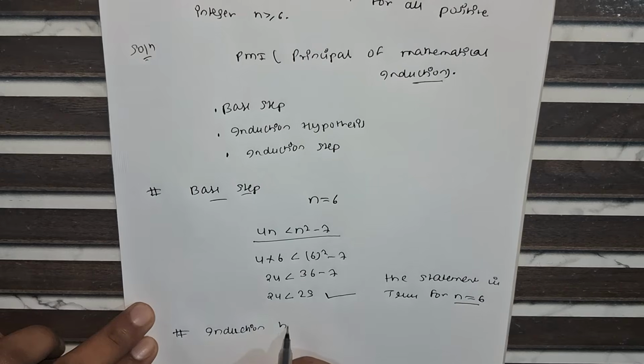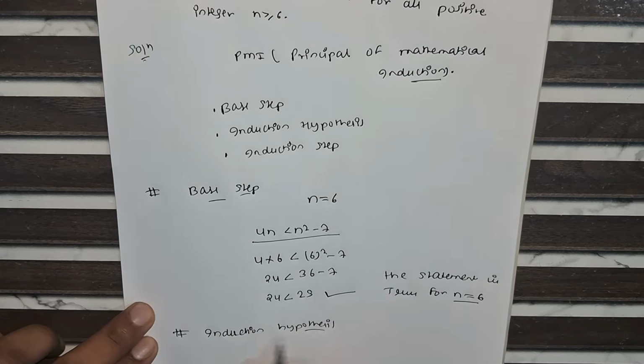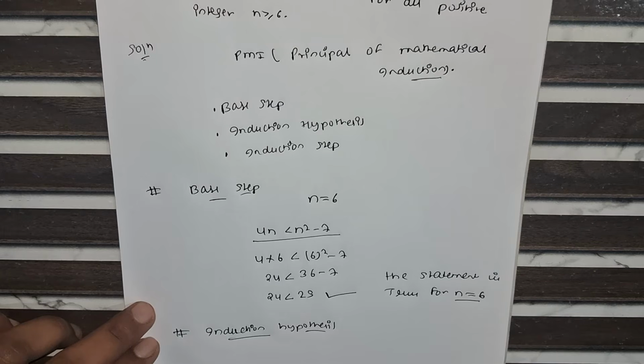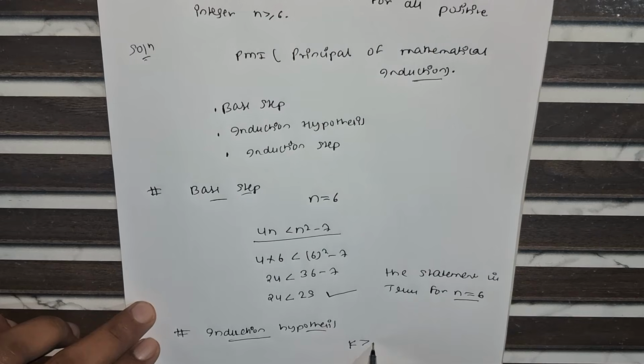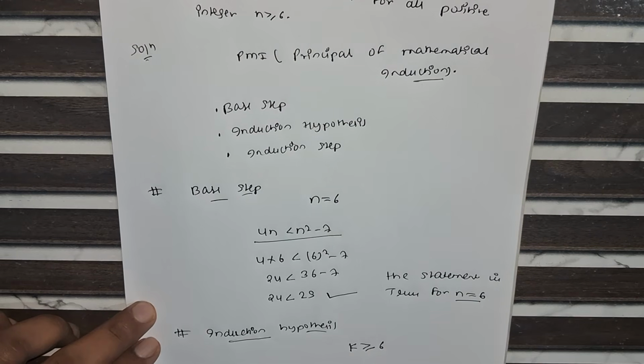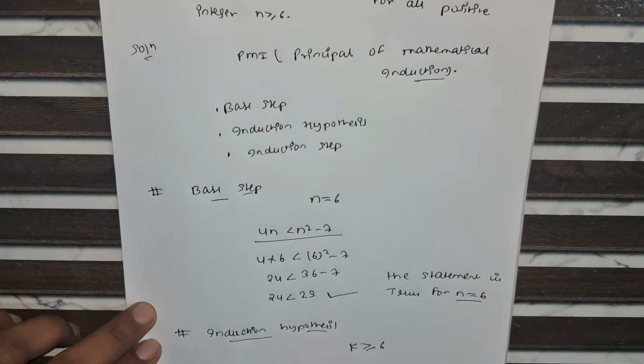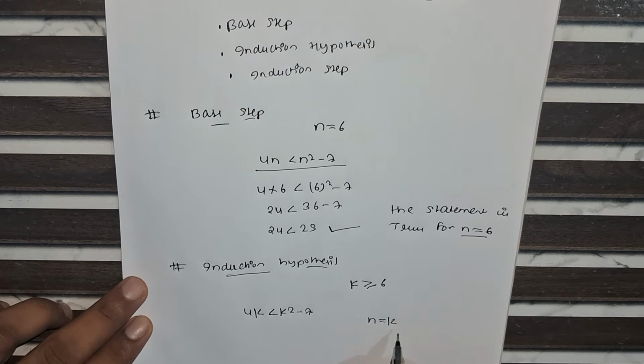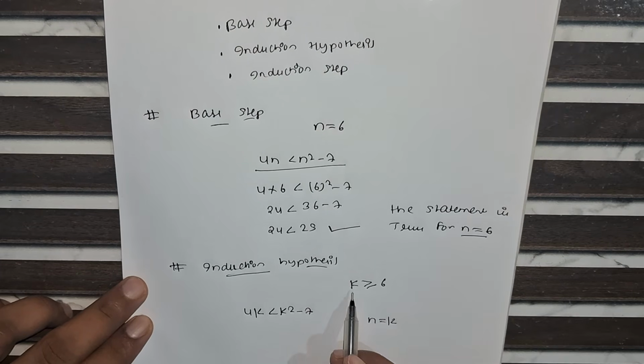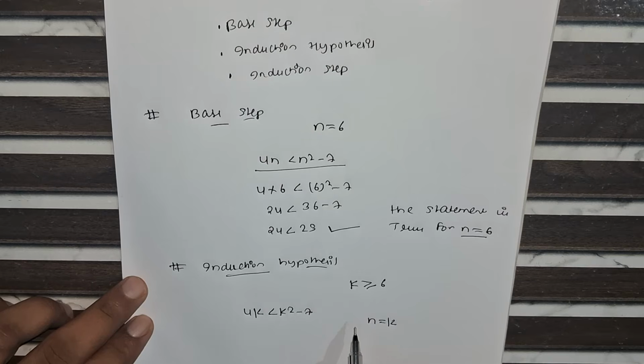Induction hypothesis. In this we have to assume the statement is true for some integer k where k is greater than or equal to 6. Here we are assuming that the statement is true for all integers k greater than or equal to 6. That means 4k is less than k square minus 7. Here we put n equals to k in this main equation. We are assuming k is greater than or equal to 6, so this assumption is called the induction hypothesis.